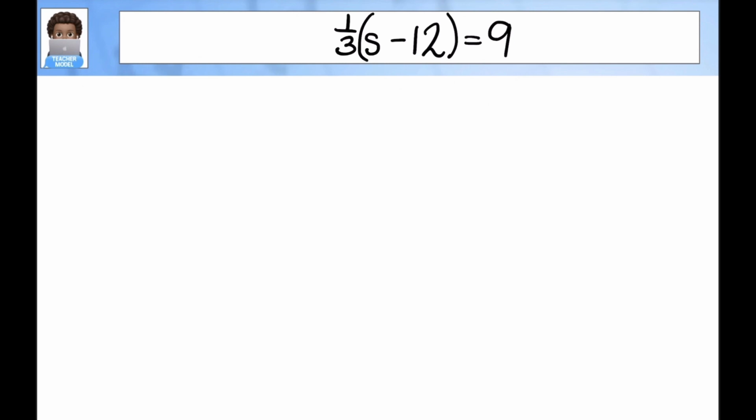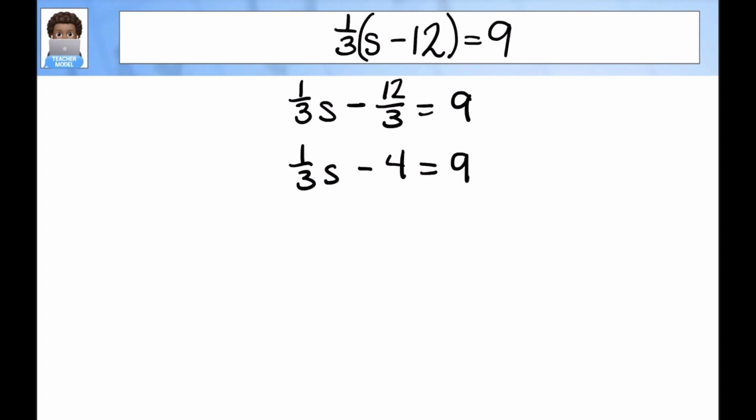We're going to distribute, and we're going to get 1/3 s minus 12 over 3 is equal to 9. Now this is looking more like what we like. We're going to simplify it a little bit more: 1/3 s minus 4 is equal to 9. Now it looks like the type of equation we want. So let's start by getting rid of that constant by creating a zero pair. We're going to add its opposite.